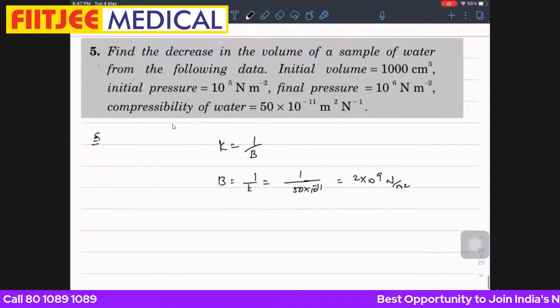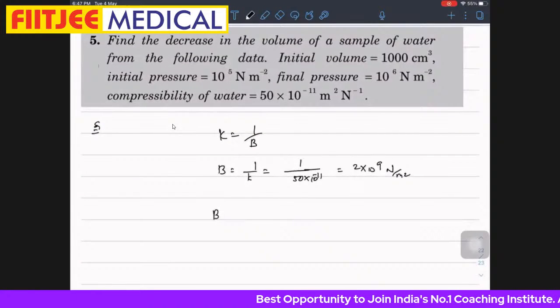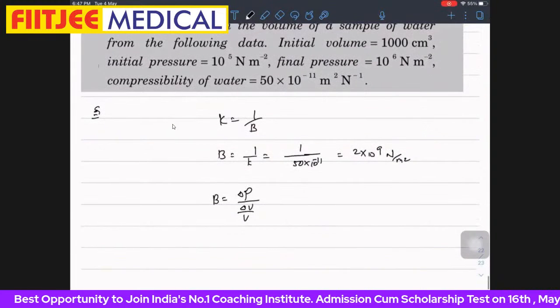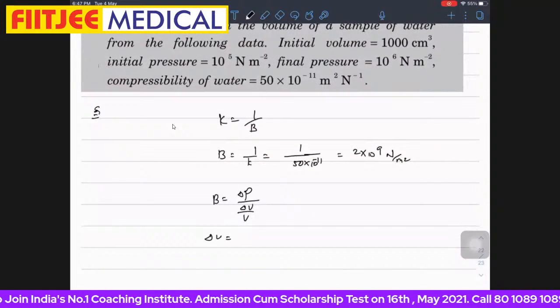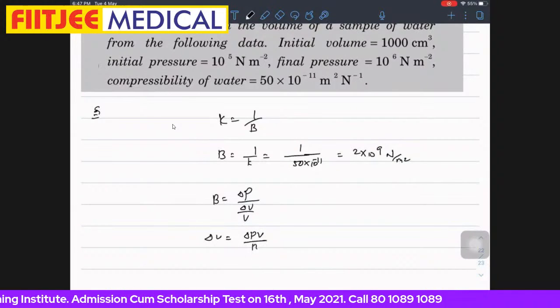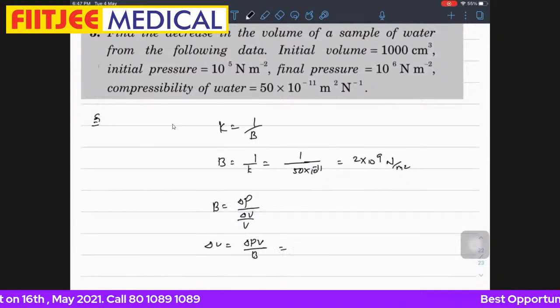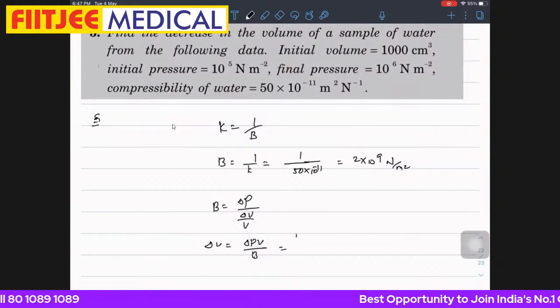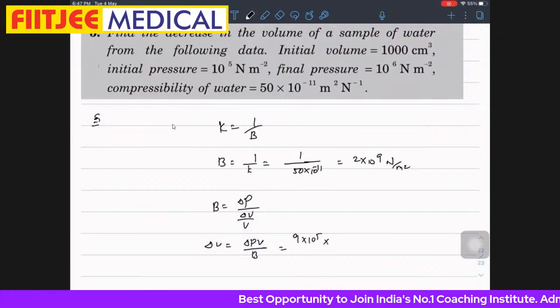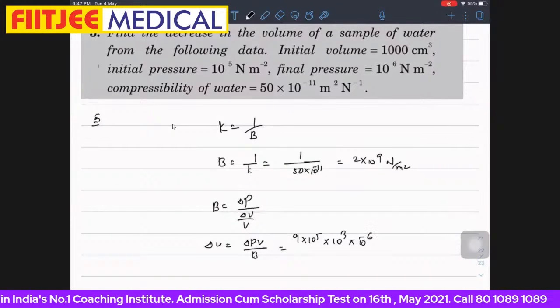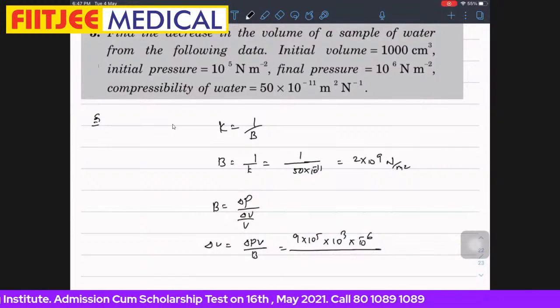Now what they're asking: find the decrease in the volume. So what do we write for bulk modulus? Change in pressure divided by delta V by V. So delta V I can write as delta P into V by B. We have given change in pressure as 9 into 10 to the power 5, and initial volume is 1000 centimeter cube, so 10 to the power 3 into 10 to the power minus 6, by B. B we have given as 2 into 10 to the power 9.